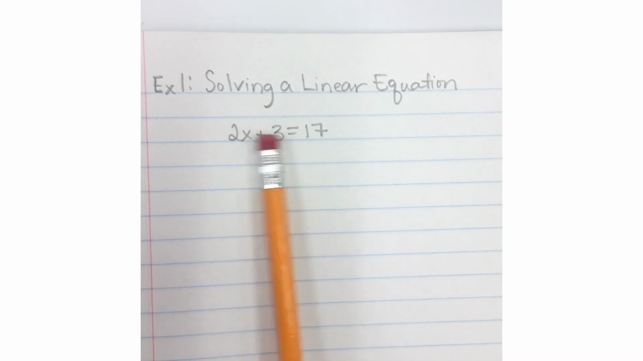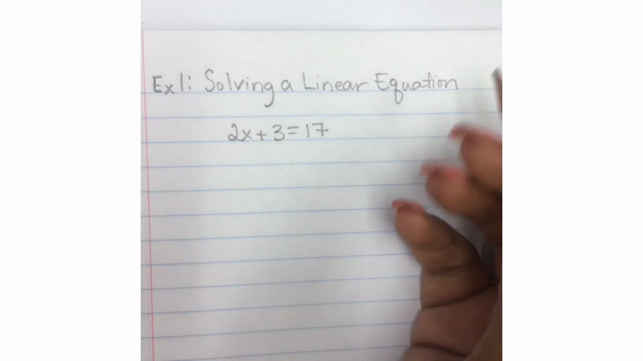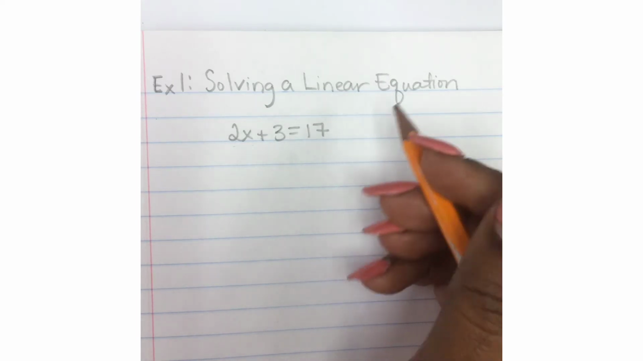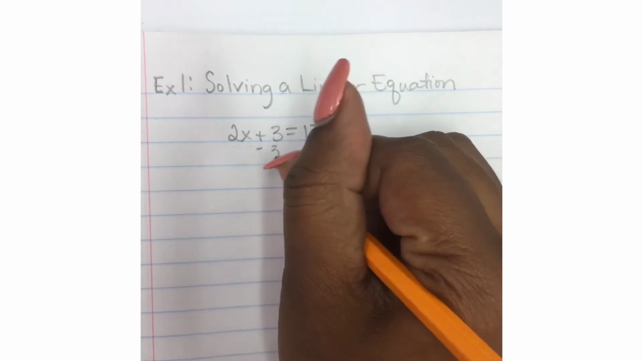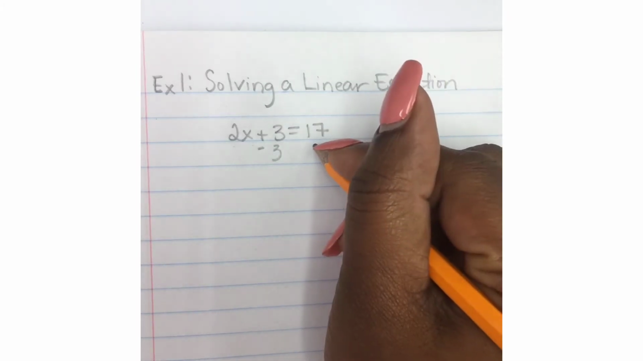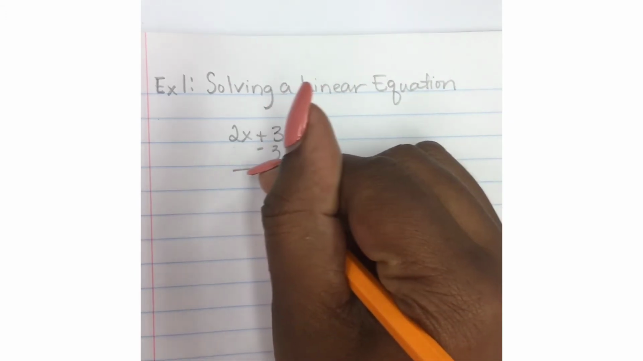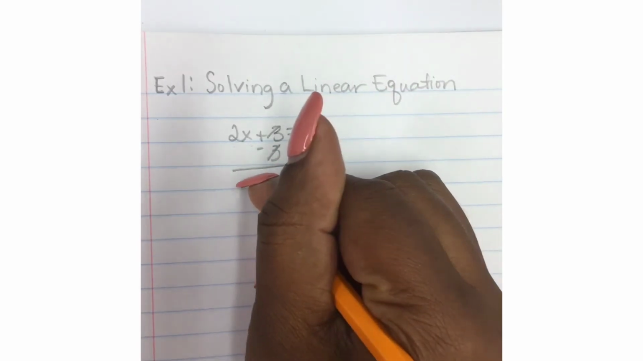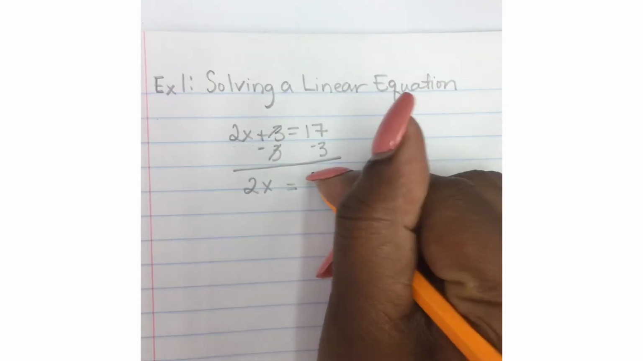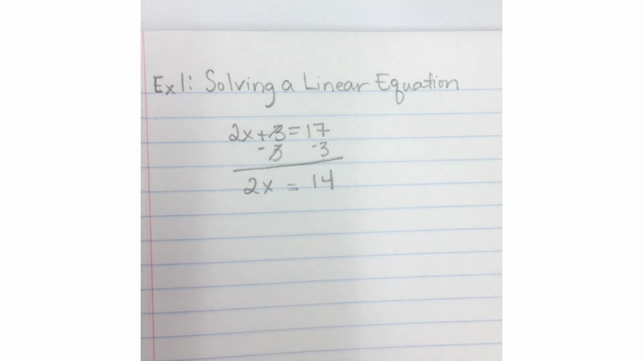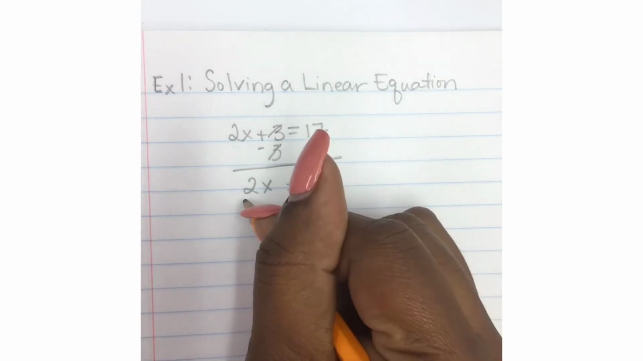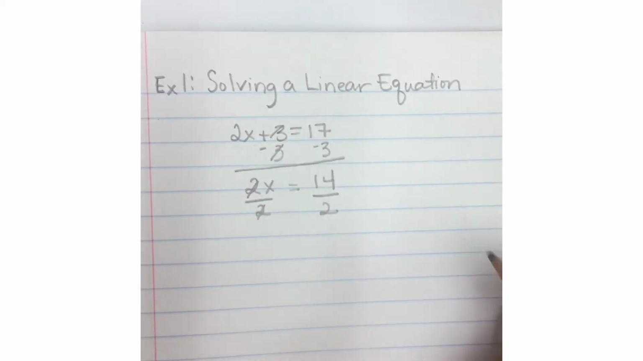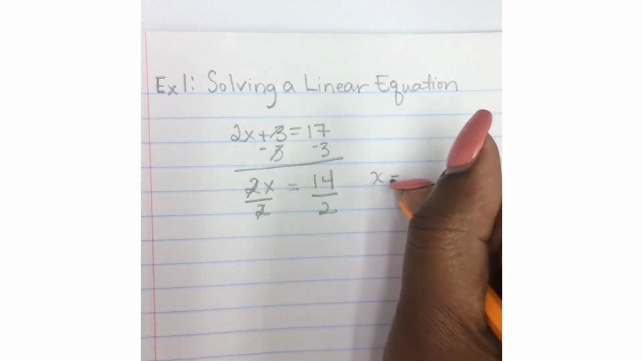from around x first. Now we notice we have a plus 3 with our 2x, and so to move plus 3, we will have to do its inverse operation, which is minus 3. And whatever we do to one side of the equal sign, we have to do it to the other side. And we have plus 3 minus 3 cancels out. 2x equals 14. And now we could get x by itself by dividing 2 on both sides. 2 divided by 2 cancels out, and x equals 7.